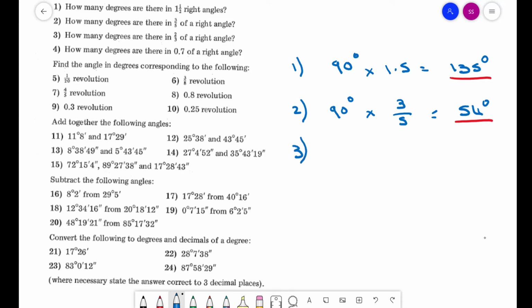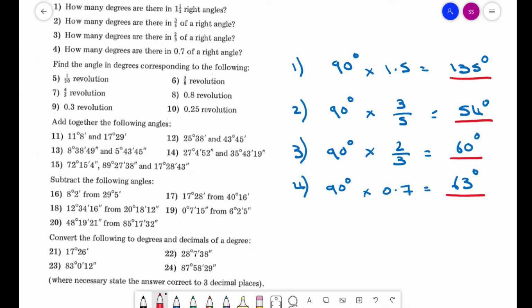For question 3, how many degrees are there in 2/3 of a right angle? Same idea, 90 degrees multiplied by 2/3. So typing this into the calculator, 90 multiplied by 2/3 gives me 60 degrees. And there's that one. For number 4, how many degrees are there in 0.7 of a right angle? Same again, 90 times 0.7. Type this into the calculator and we get 63 degrees.